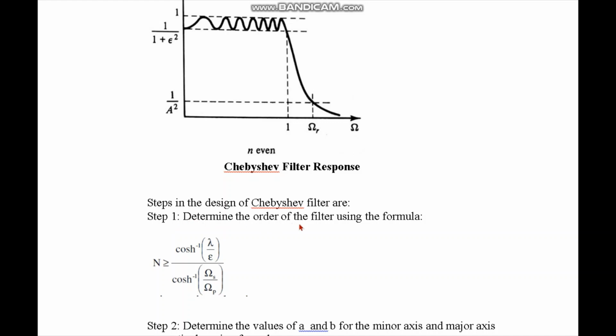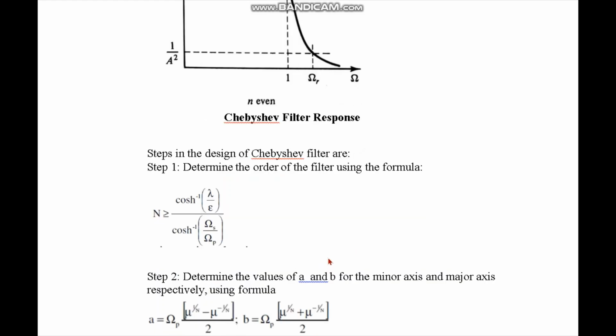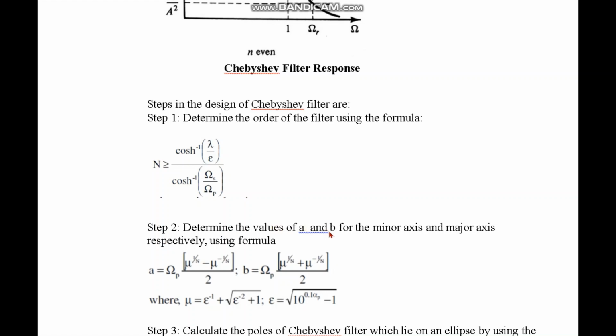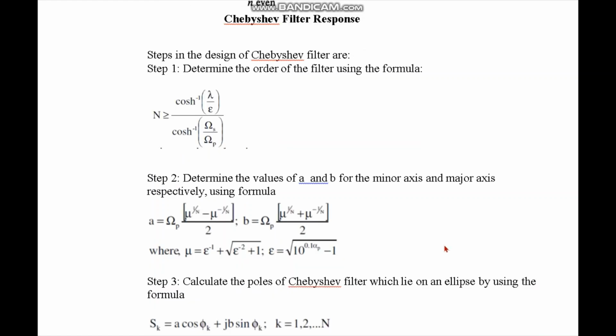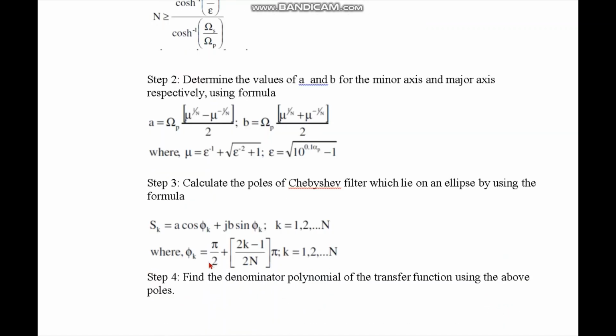Again, step 1 is the same. We have to determine the order of the filter using this formula. These parameters are all obtained from the numericals only. Then we have to determine the values of A and B for the minor axis and major axis. Actually, the poles are placed on an ellipse, so that is why we find the major axis and the minor axis of the ellipse. These are the methods to find the poles.